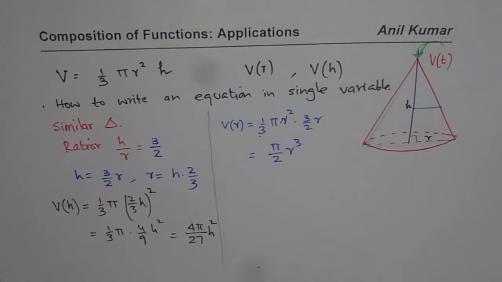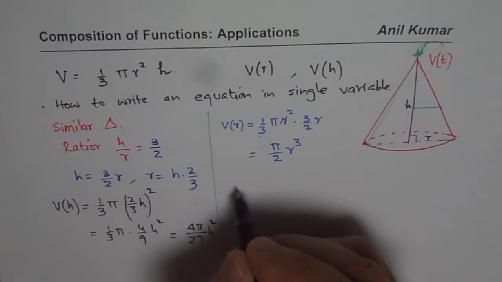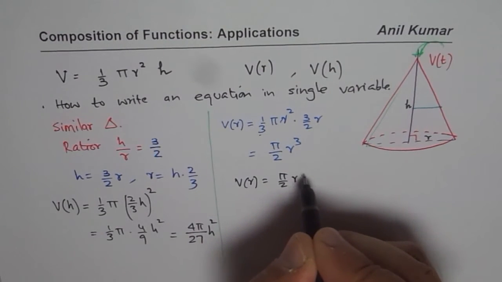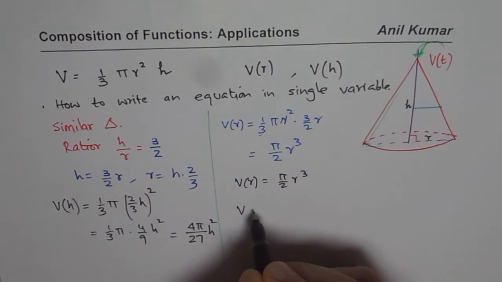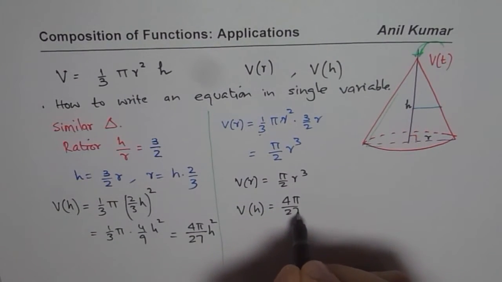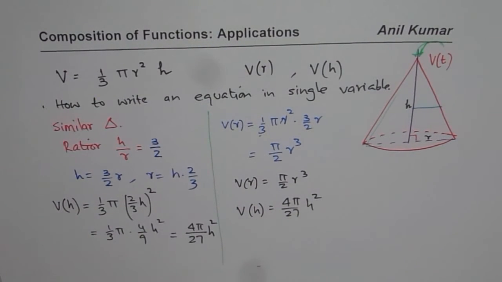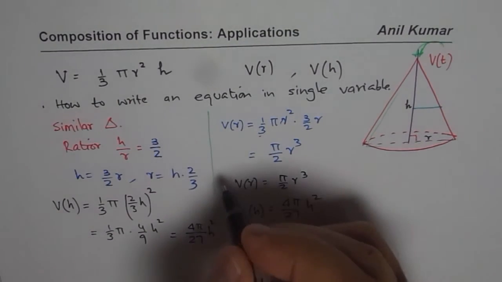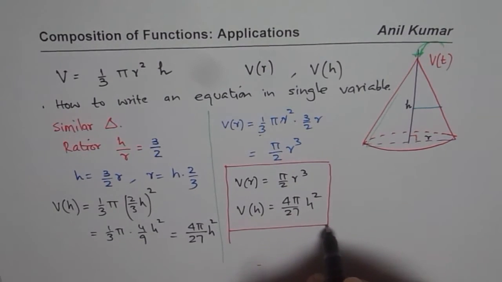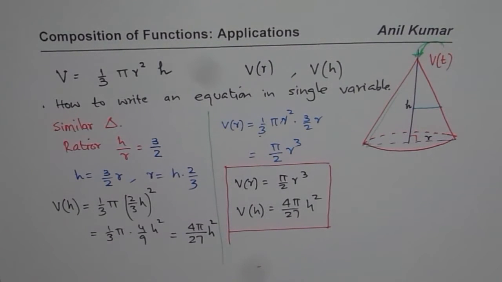So now we have two expressions. Do you see that? How simple the expressions are. V as a function of r is equal to pi over 2 r cube, and we have volume as a function of height equal to 4 pi over 27 h square, right? So these are two expressions in volume which we know, correct?